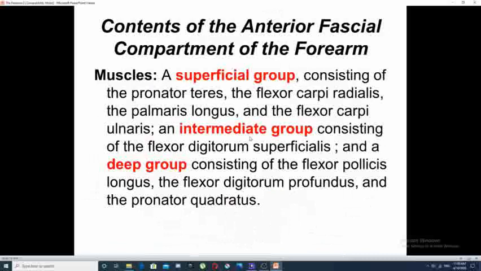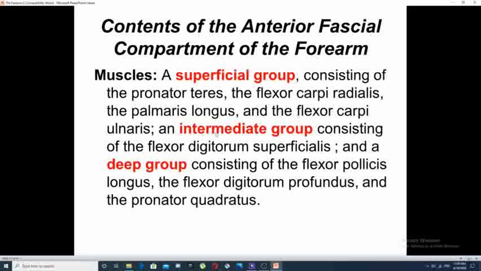What are the contents of the anterior fascial compartment of the forearm? First, muscles. In the anterior compartment of the forearm, there are three groups of muscles. First one, the superficial group, consists of the following muscles: pronator teres muscle, flexor carpi radialis, palmaris longus, flexor carpi ulnaris.